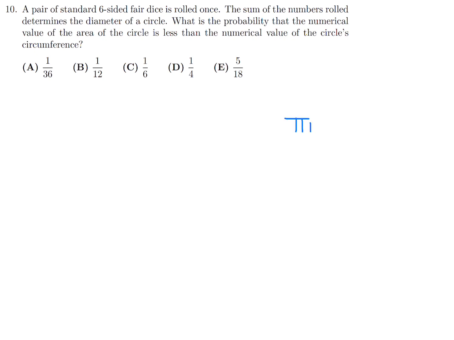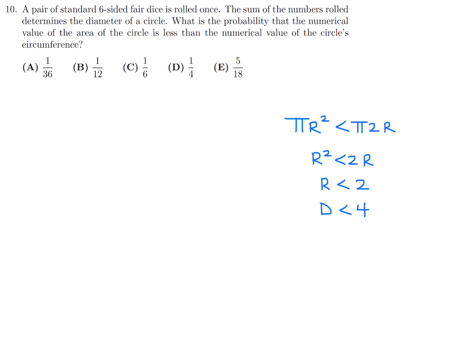So the numerical value of the area is pi r squared, and we want it to be less than the circumference, which is pi times diameter, or 2 pi r. Pi's cancel, and you're just left with r squared is less than 2r. Divide through by r, and you get r is less than 2. Well, we're talking about diameters, and diameter is, of course, equal to twice the radius, so that means diameter is less than 4.